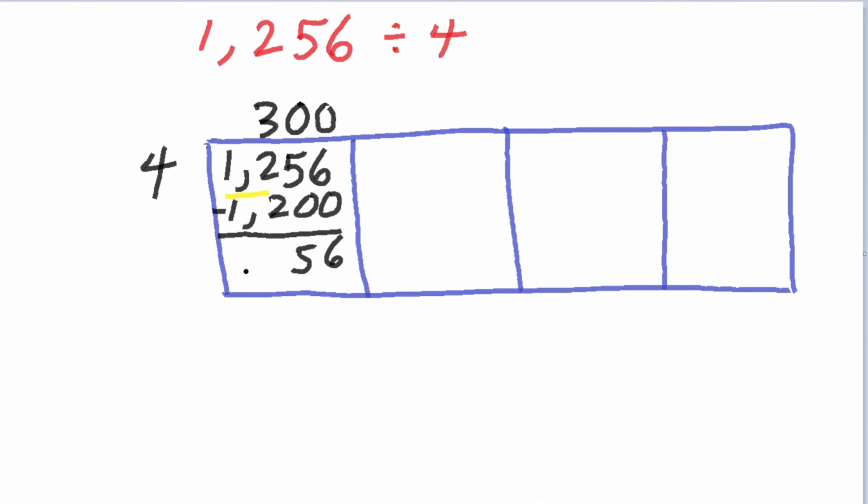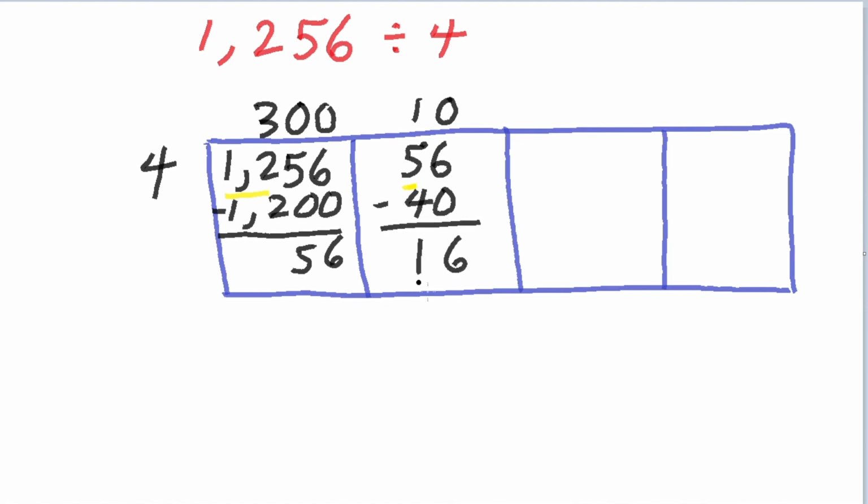Okay, so now we have 56, which still needs to be divided by 4. So let's start small. How many 4s are there in 5? How many? Yep, there's 1. That makes sense, but we're not just dealing with 1 here, right? Because we're talking about the tens place value, so we need that place value holder here. And we know that 10 times 4 is 40. And now we can subtract. 6 minus 0 is 6. 5 minus 4 is 1.